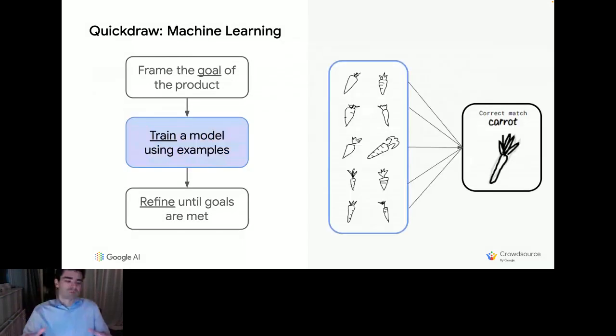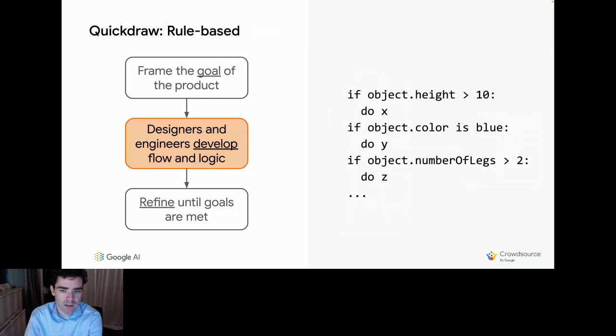Here's machine learning. Here's the difference. Frame the goal of the product. In this case, it's labeling, as it was previously, as it is with Quick Draw. Train a model using examples, and then refine until goals are met. So let's just look at this. The previous one, rule-based, is the 1960s artificial intelligence: designers and engineers develop flow and logic. Now we train a model using examples.